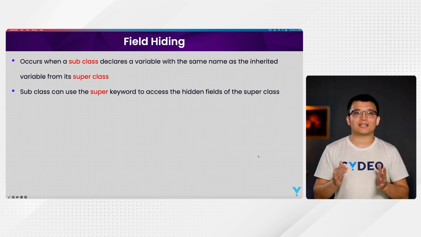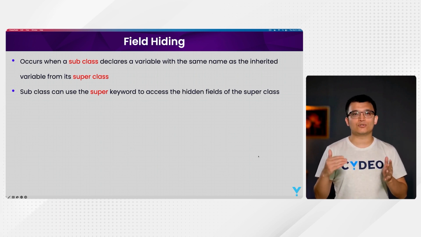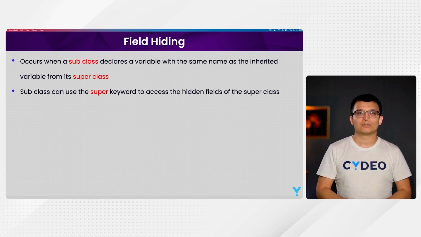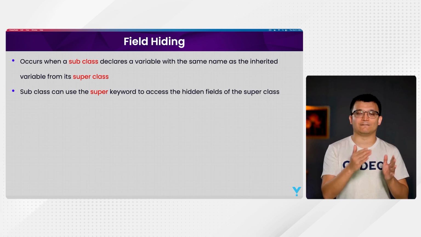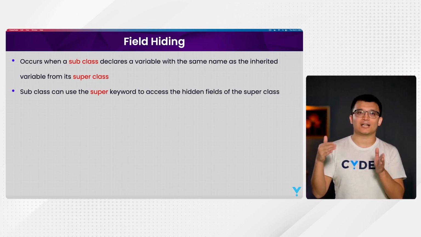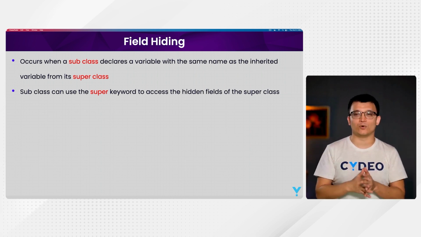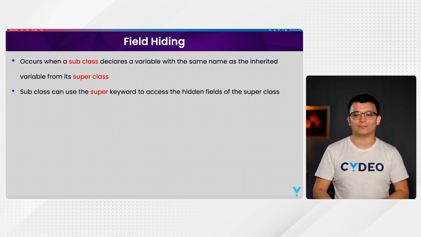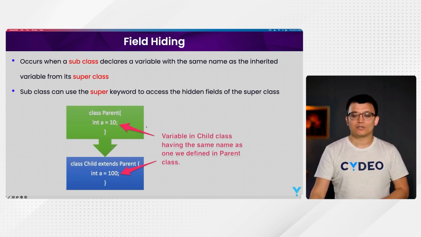And the subclass can still use the super keyword to access the hidden fields of the superclass. Whenever the subclass has a variable with the same name as the inherited variable, the inherited variable will be hidden, and the subclass can still use the super keyword to access the value of the hidden variable. For example, suppose that there is a parent class and it contains this variable a in it.